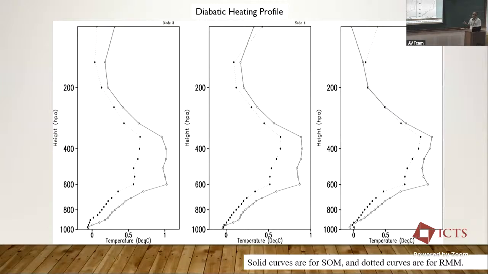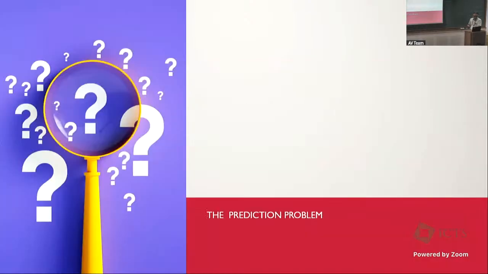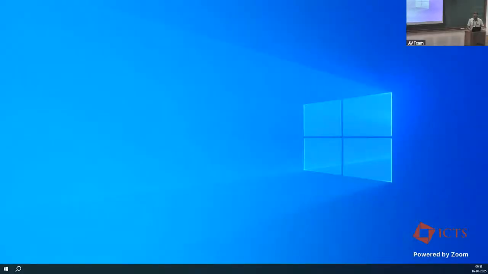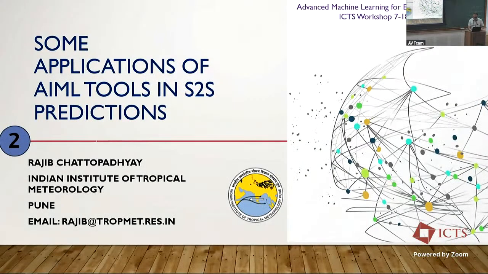So this helps to show how it is different, how it is not different. So we get feature extraction, pattern recognition, and dimensionality reduction. Naturally, I'll go to the prediction problem next. Okay, so this was last day's lecture. Today I am trying to go to the second part, and this is much less compared to last day, but still I'll show some more applications here.